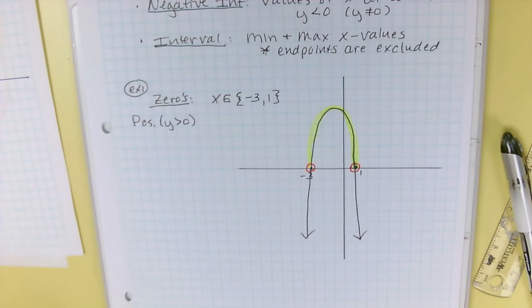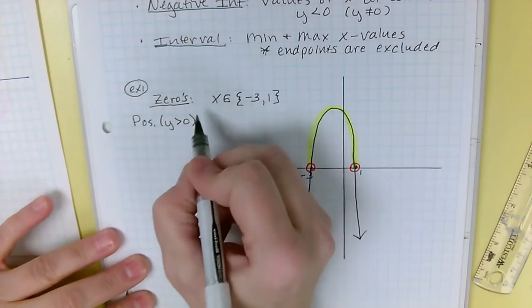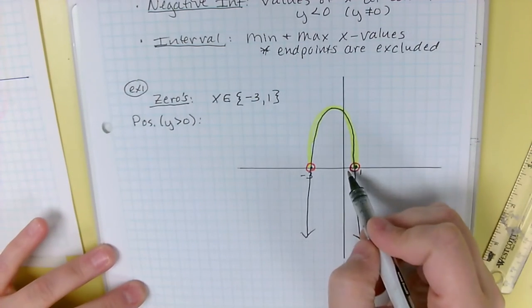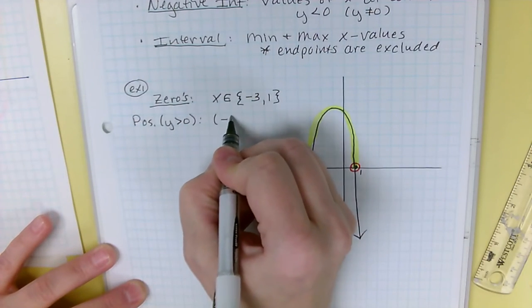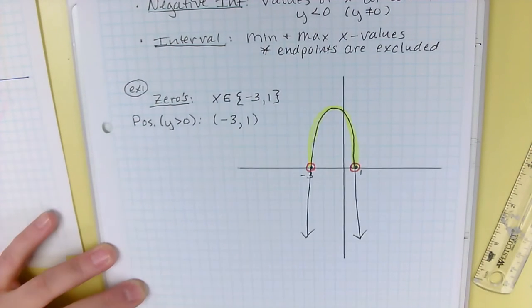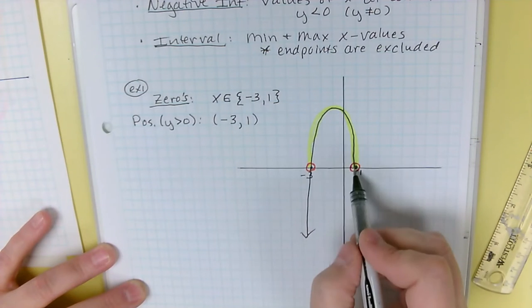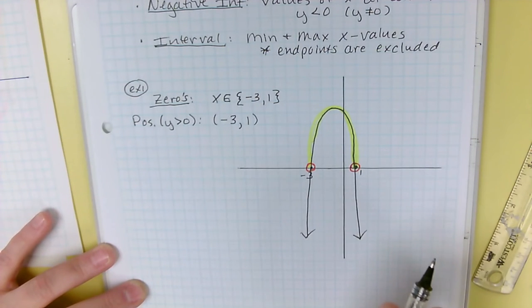So using interval notation, this interval from the x's goes from -3 to 1 exclusive. So use parentheses, -3 to 1. Between those x values, we have a positive interval.